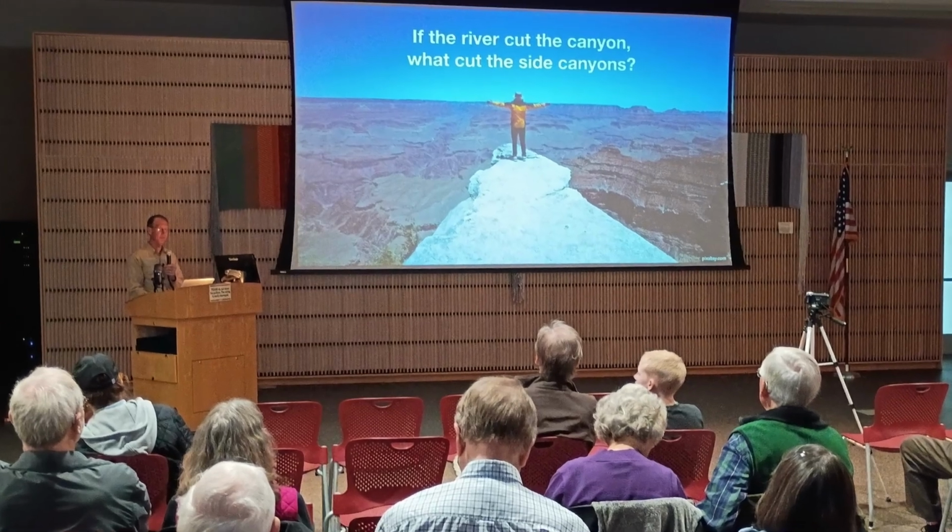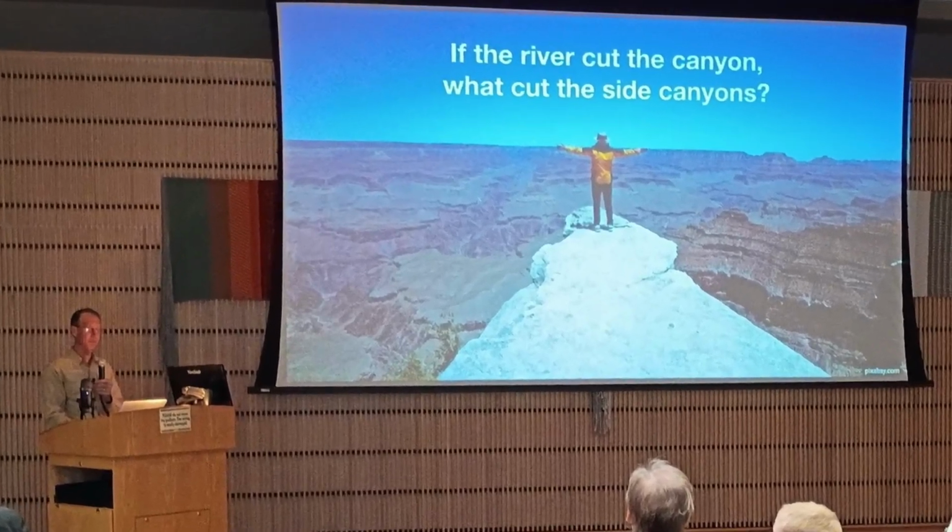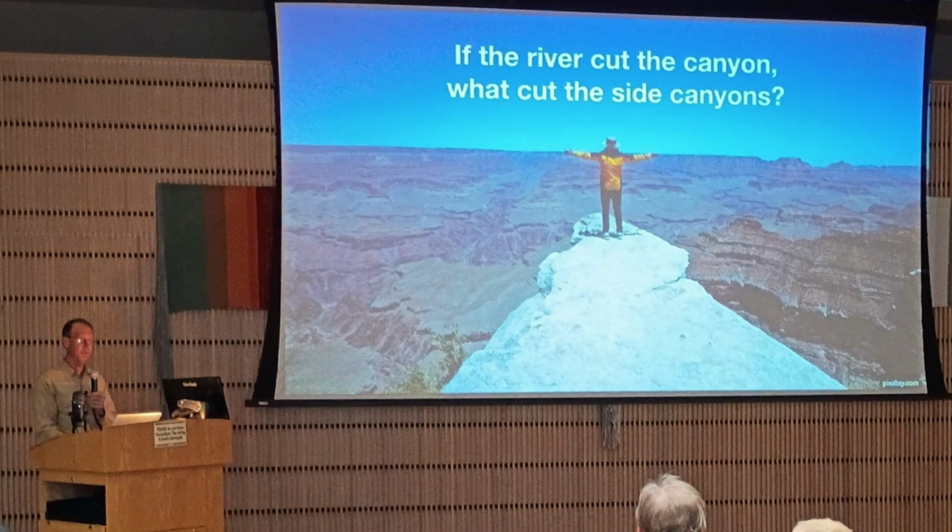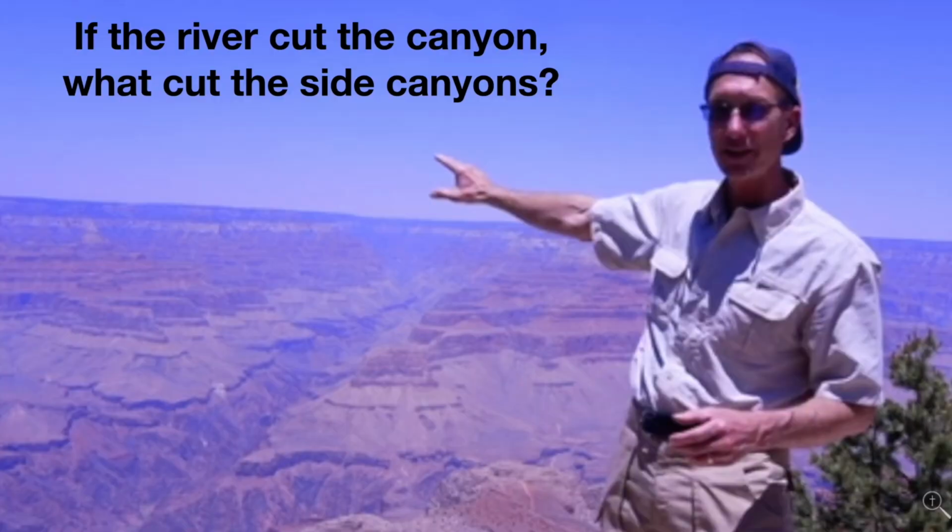But the main thing that I want to do is to teach you how to destroy this icon of evolution. And we're going to do that with 3 questions. If the river cut the canyon, what cut the side canyons? They're just as deep, but they don't have rivers. So how could they get cut if they didn't have a river?